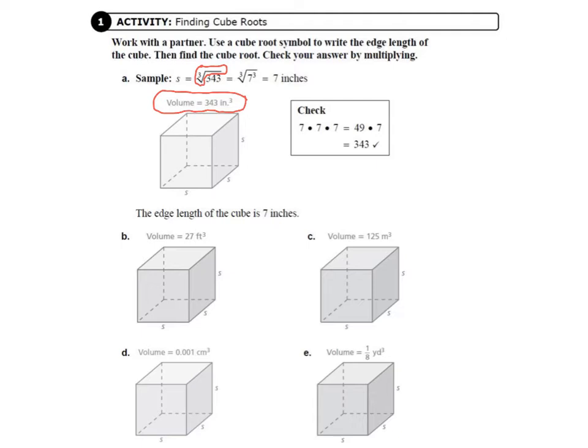I'd like you to take a look down below at B, C, D, and E. Decide if you can come up with what number times itself 3 times, or what number cubed, gives you these volumes. So we've got 27, 125, 0.001. Remember that fraction tip from yesterday, that may help you out, and 1/8. Pause the video and see if you can figure it out.